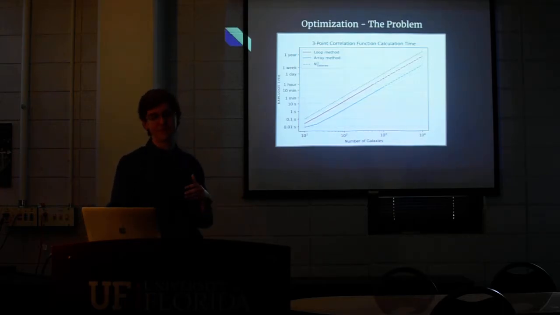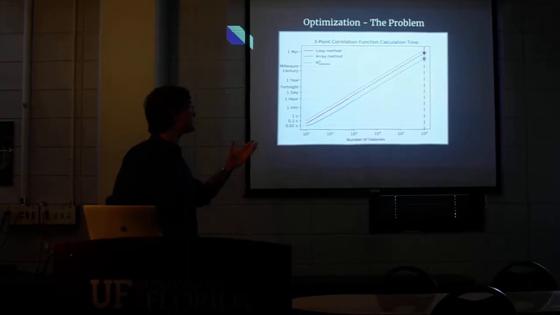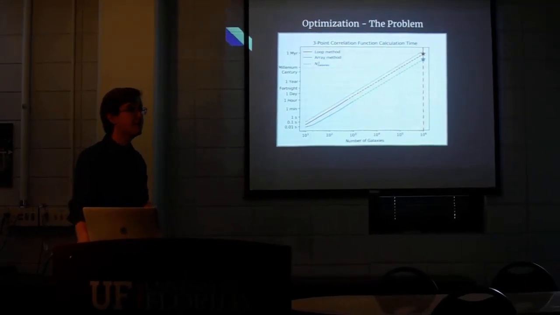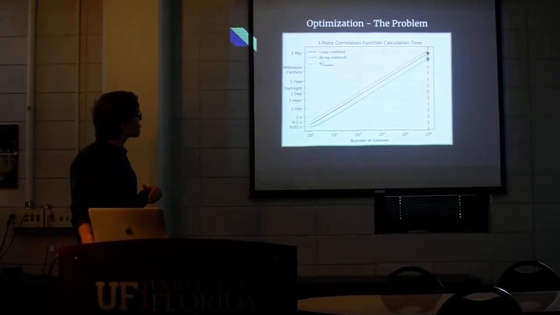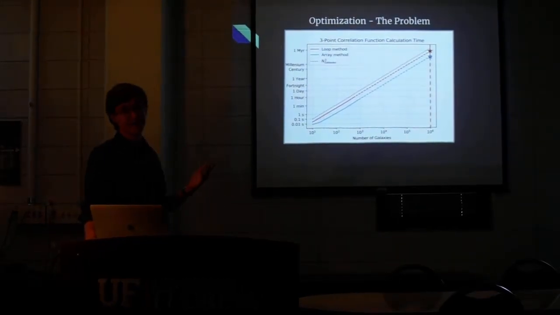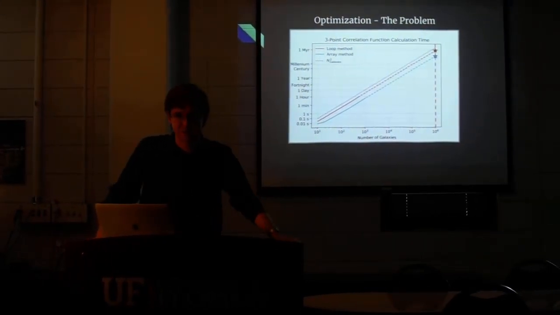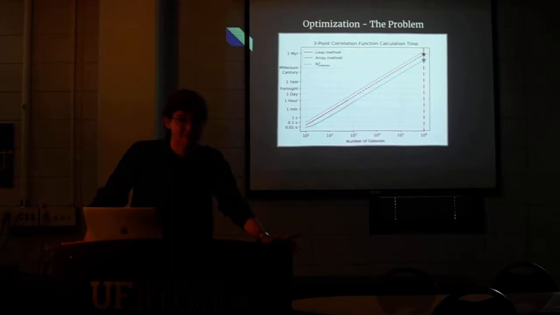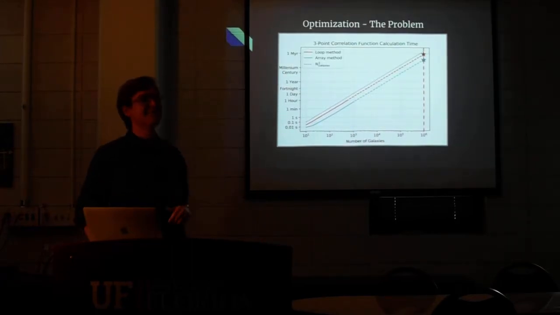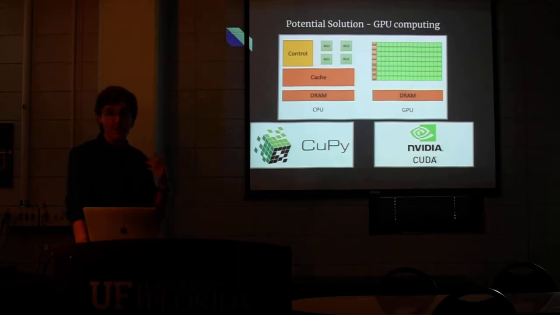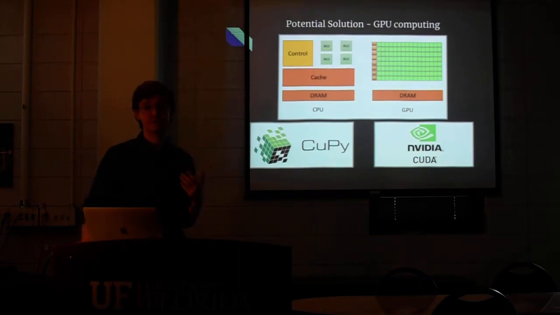That's a problem because if we extend out to around 10^6, a reasonable galaxy sample, we can see that the loop-based method would take about a mega-year to complete, which intense literature review has revealed to me is slightly longer than the length of this research project. So, how do we get around this? The hope of my project is the answer lies in GPU computing.